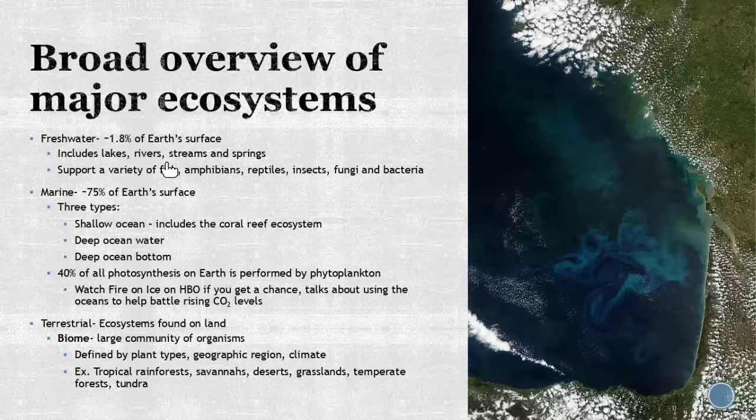Now, what's surprising, about 75% of the Earth's surface is actually marine or covered in salt water. We're going to go over the different types, but there's 3 main types. You're going to have the shallow ocean, which is going to be the coral reef ecosystem, which is going to be the most diverse. You have deep ocean water, which is more of the open part, and then you have the deep ocean bottom, which we don't know a lot about because it's kind of hard to get there. What I find fascinating and do appreciate is that 40% of all photosynthesis on Earth is actually performed in the oceans by phytoplankton, so those really small guys you can't see.